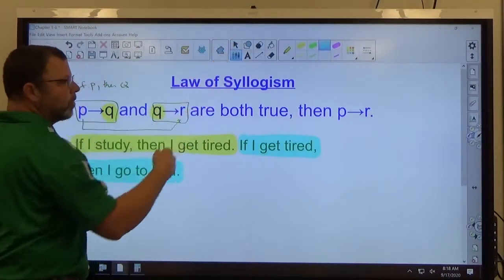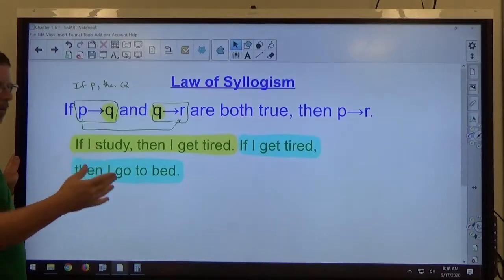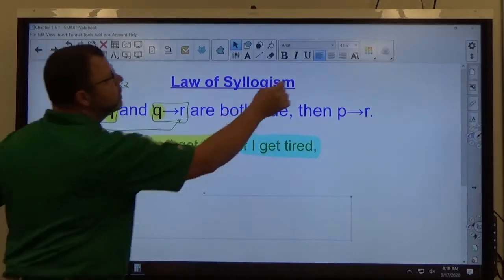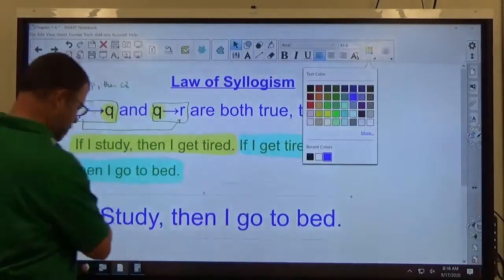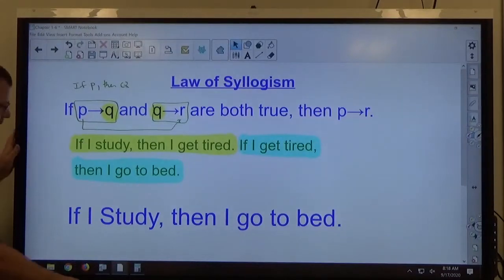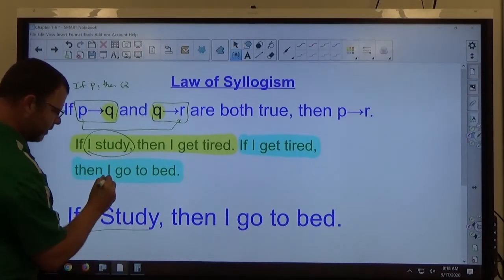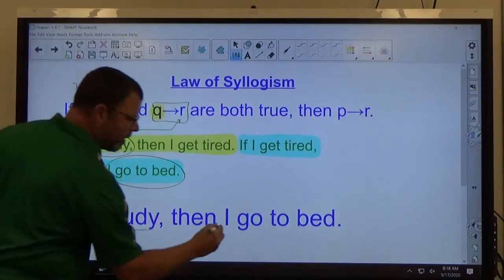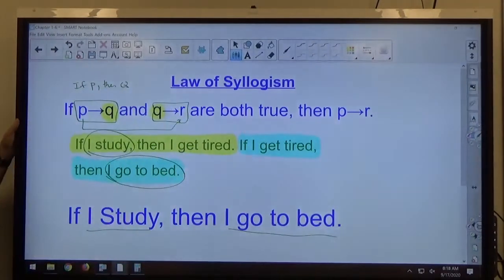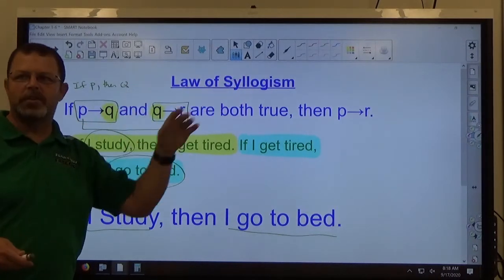The logical conditional statement that should be true off of both of those is, if I study, if this thing happens, then the last thing should happen: I'm going to go to bed. And you can do that through any number of if-then statements. You could have several, like 4, 5, or 6 of these.